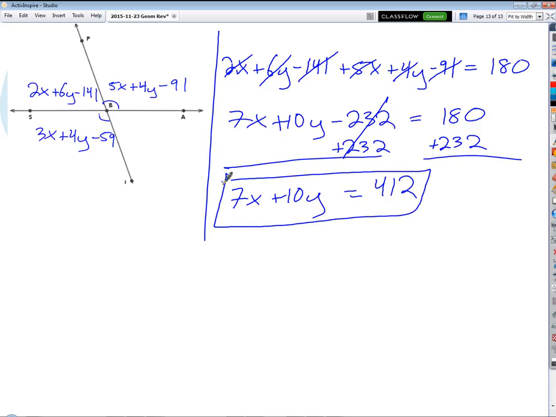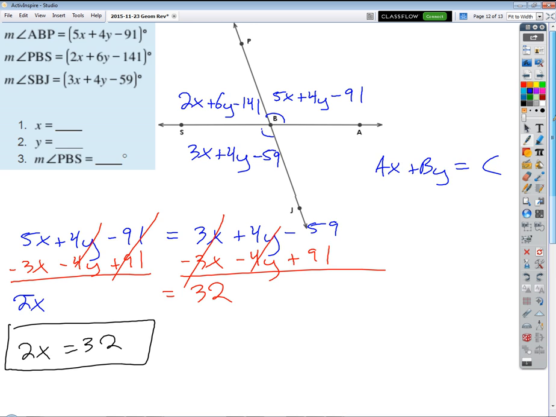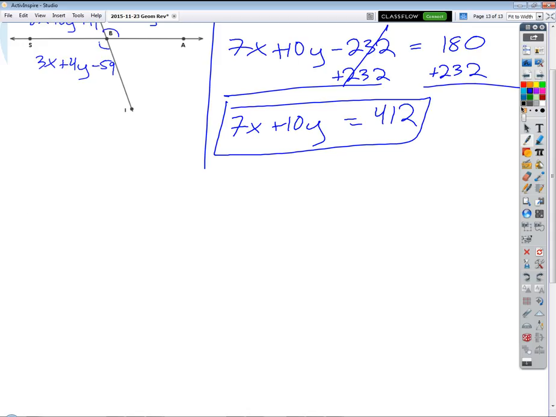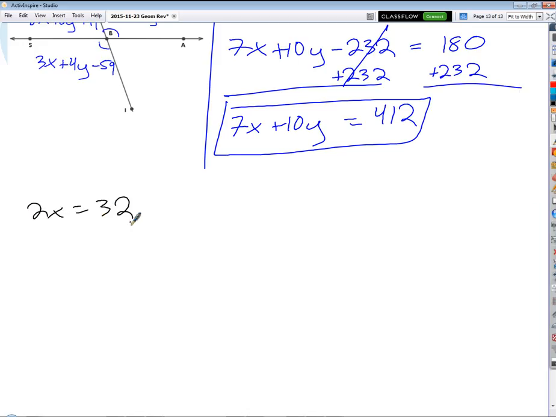So let's take those two equations and solve the system. Here was one, 2x equals 32. And there's the other one, 7x plus 10y equals 412. Now we lucked out. We don't have x's and y's in the top one, but if we did, remember how we deal with those. A lot of times we'll multiply both equations by something so we can get either the x's or the y's to cancel. Or we could isolate a variable in one of the equations and substitute. That's what we're going to do here.